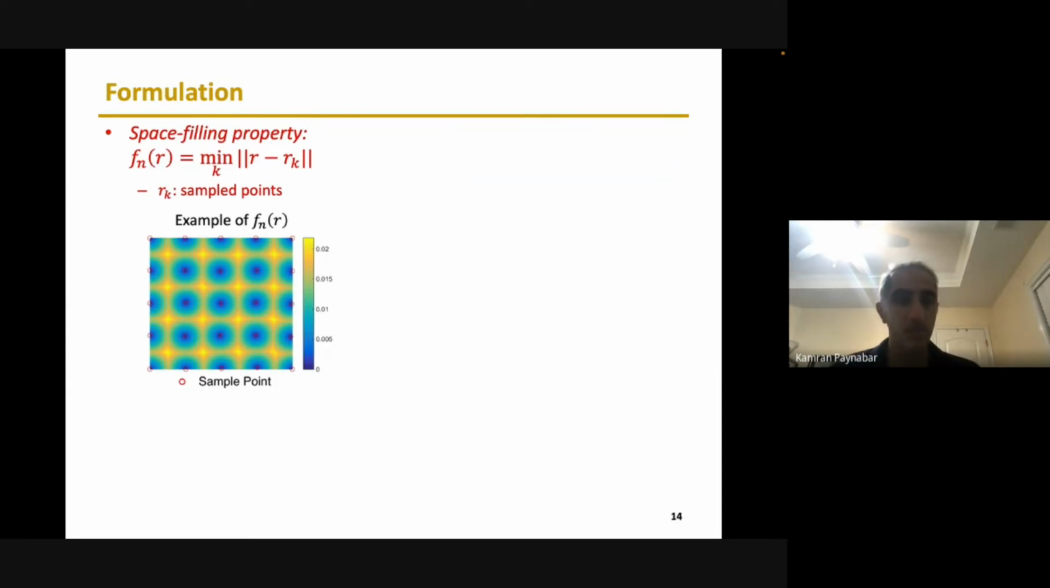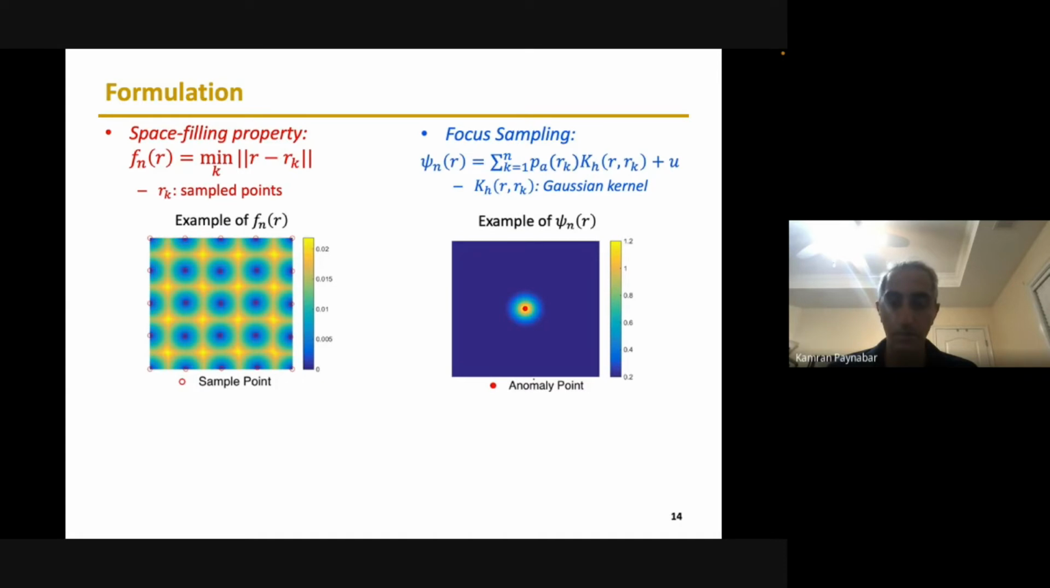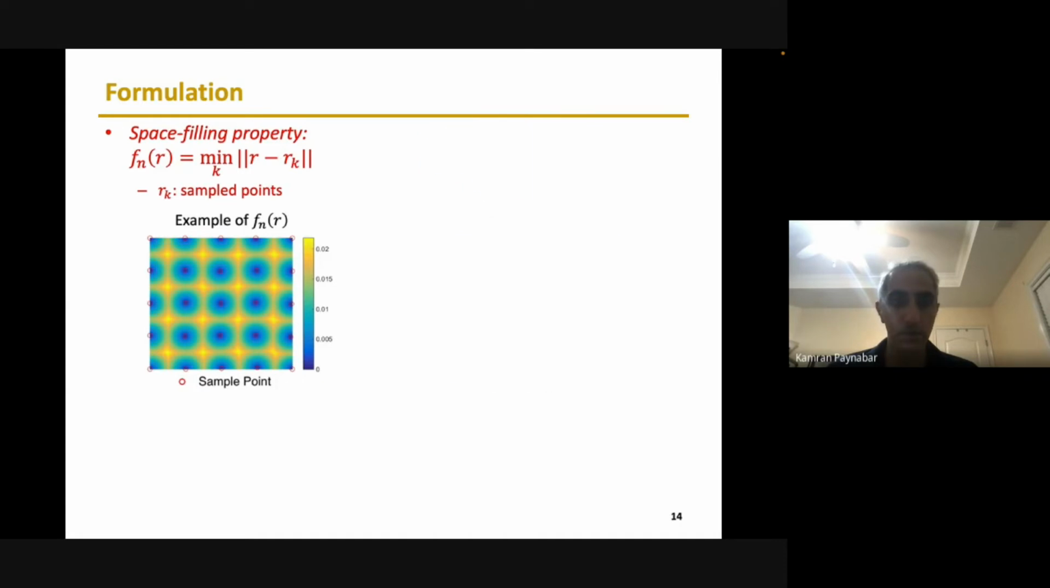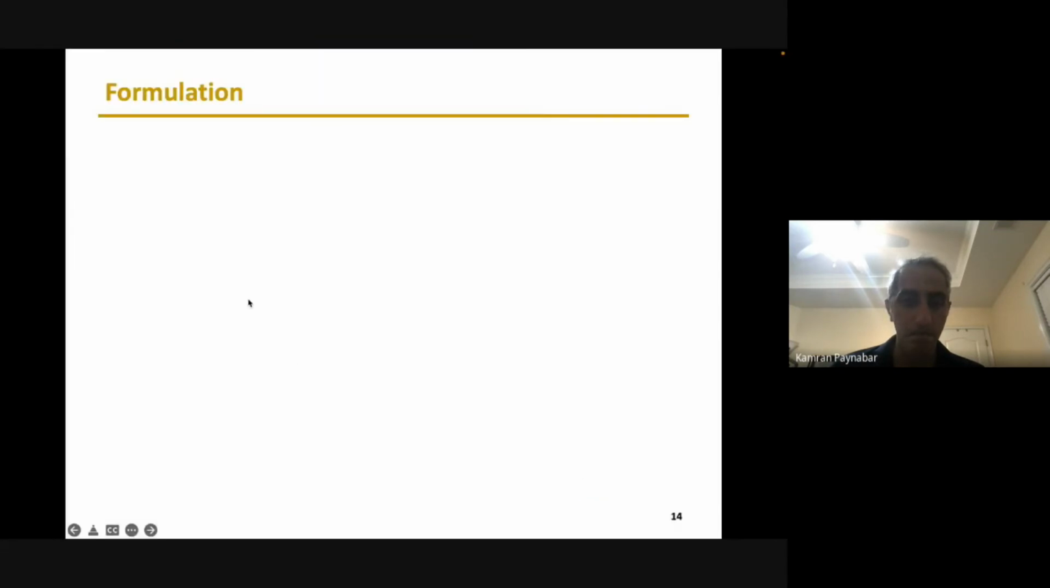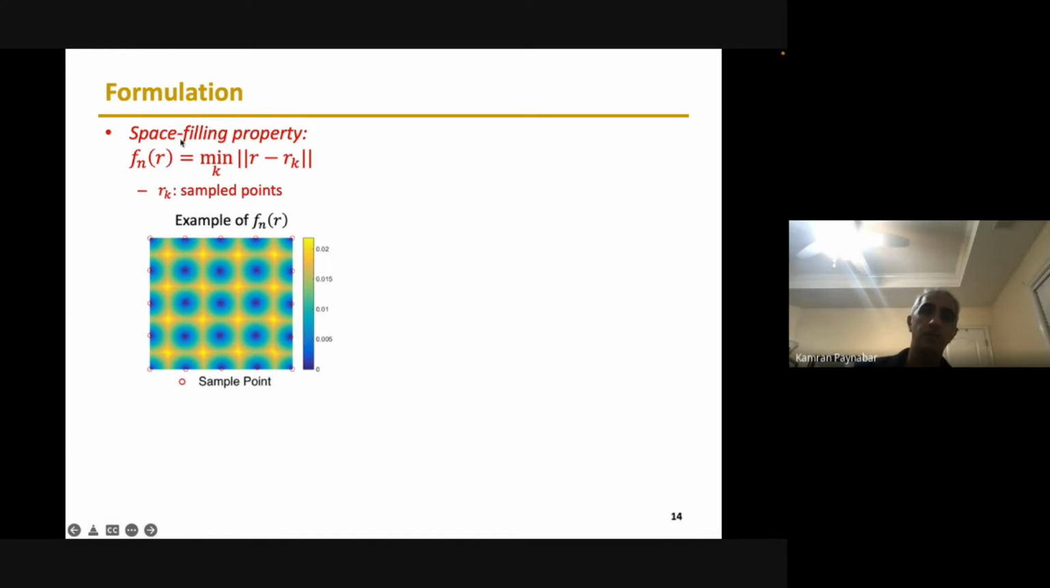Sorry, let me see if I can find a way to see how this cursor works. I'm going to exit and then come back. Okay, now it works. That's much better.